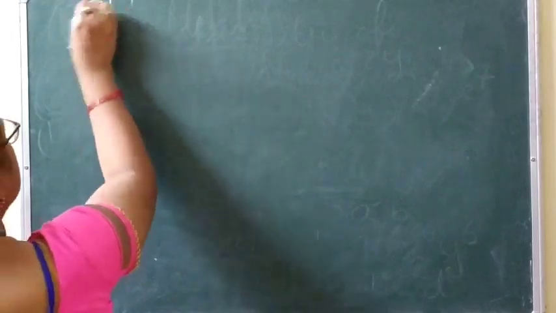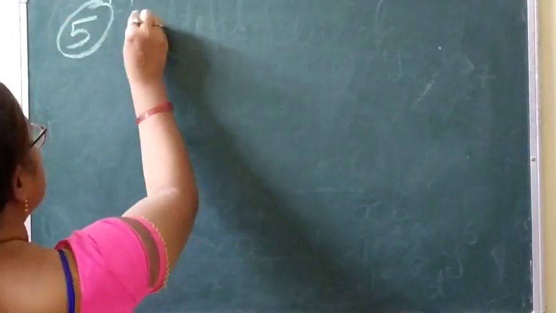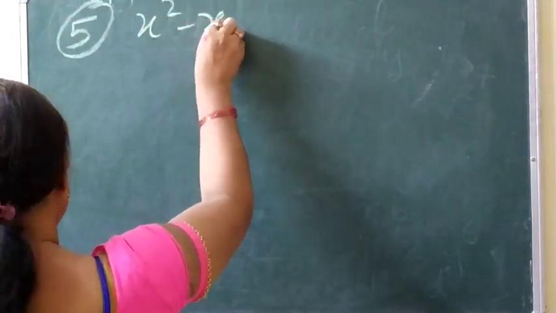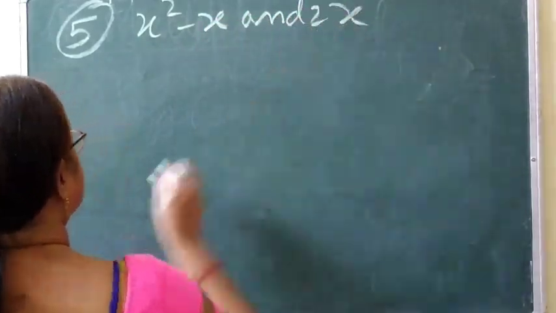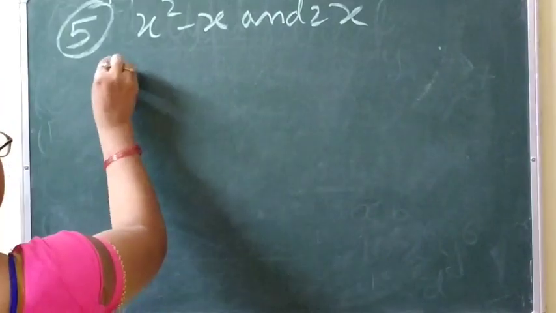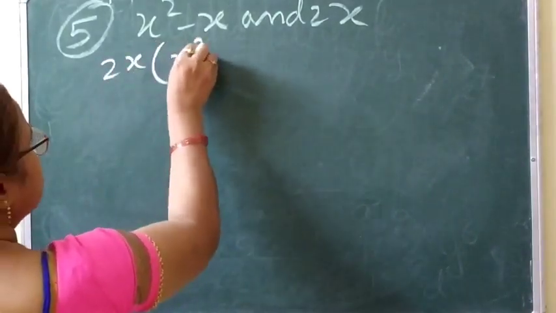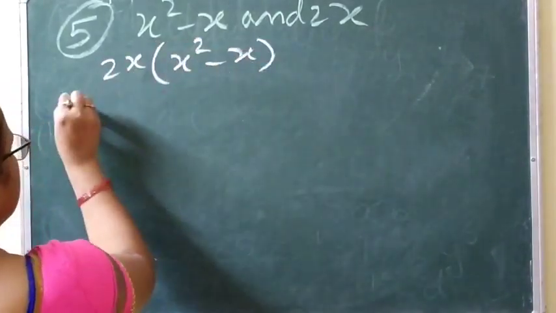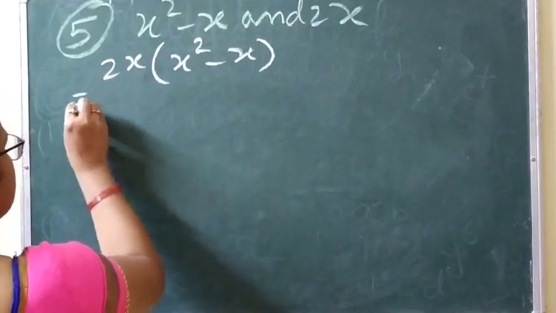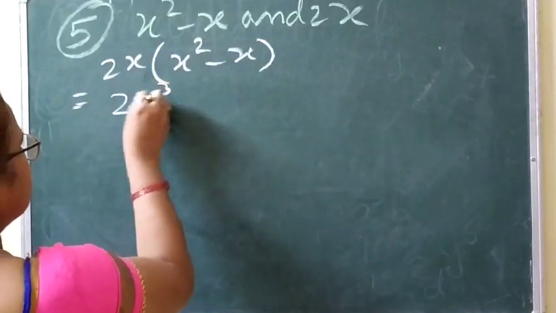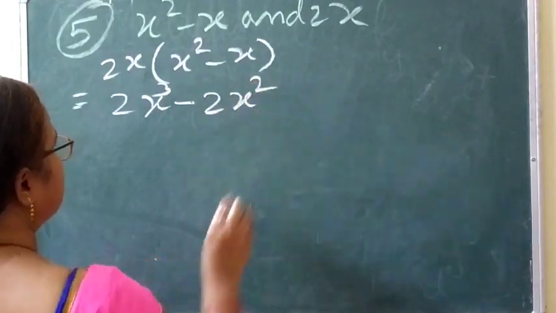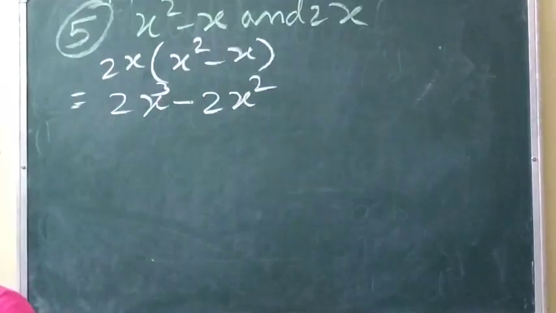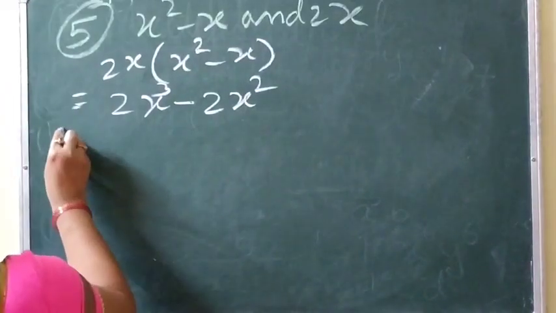So question number 5 is x square minus x and 2x. Okay? So again we will write 2x, x square minus x, and this will be equal to 2 into 1, so 2x to the power 3. Clear? Minus 2x to the power 2. And this is the answer.